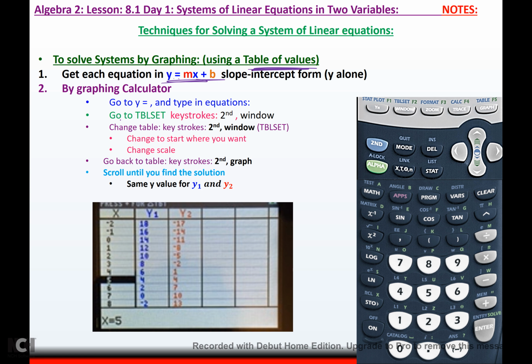And what you do is you scroll through and you're looking for the x value where the y coordinates are the same. And that's at one place and one place only, which is at 5, 4. Whatever this system was, the solution is 5, 4, because at 5 they have the same y value. Notice that everywhere else the y's are different.